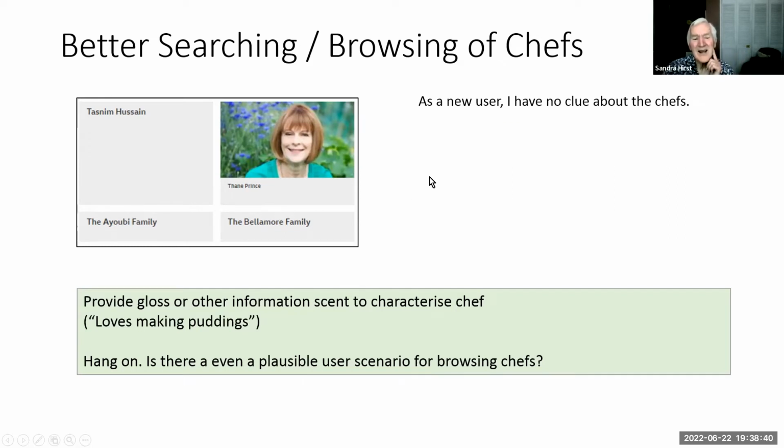But then, hang on a second. Is there even a plausible user scenario for browsing the BBC chefs? Maybe the reason I would want to find a BBC chef is that I remember a certain chef had cooked a recipe I was looking for, and I want to find it, but I don't want to browse. So maybe all of this browsing stuff is not necessary. Just because we have the information there, it doesn't mean we have to display it all in the simplest way possible.